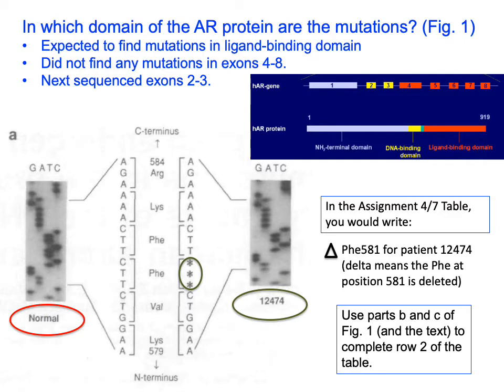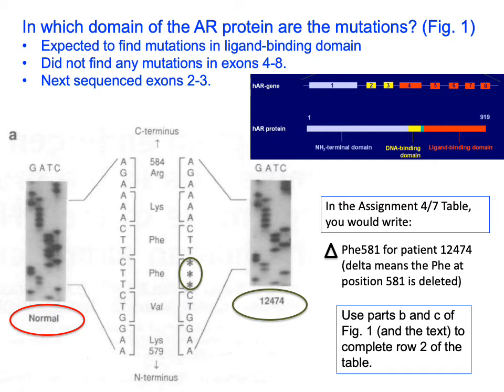However, when they sequenced exons 4 through 8 of the AR gene in the patients, they did not find any mutations in those areas. So next, they sequenced exons 2 and 3 in the DNA binding domain, and the results of that are shown in figure 1. I'm only going to show you part A of figure 1. So this is comparing normal on the left, the sequence of the exons 2 and 3, or a portion of that sequence. So we have normal on the left, and then patient 12474 on the right.